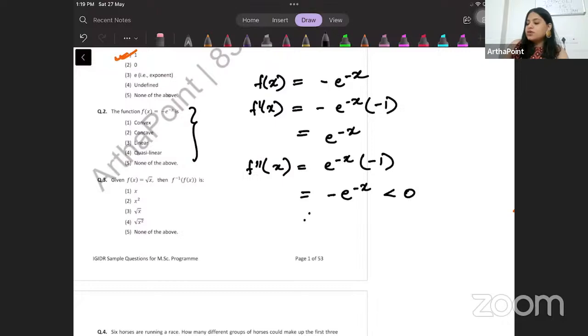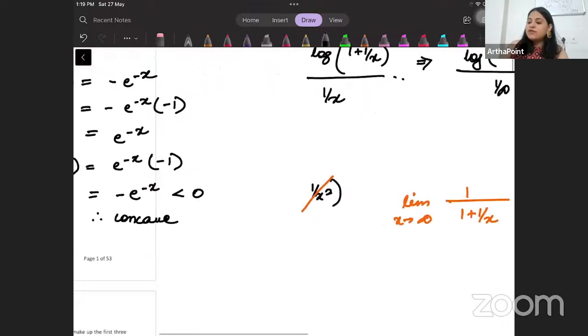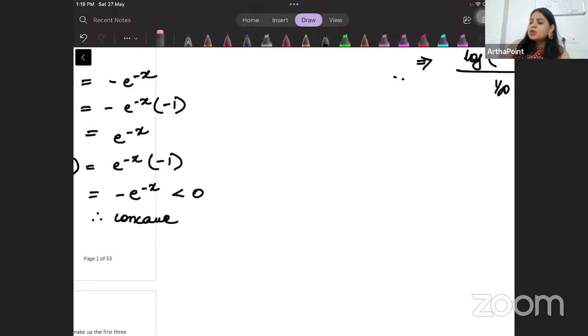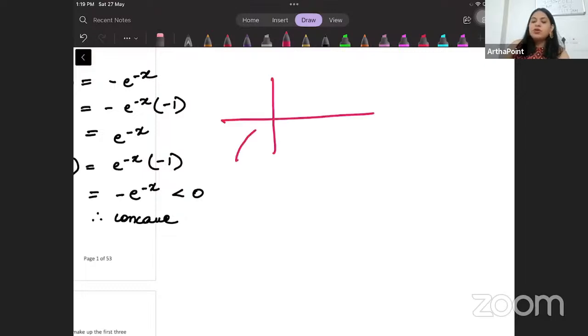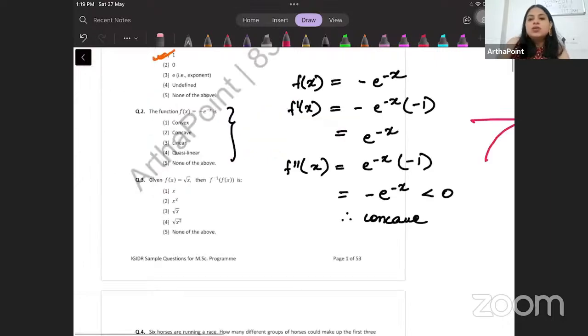So therefore it is concave. So this function is a concave function. You can also go ahead and plot this and check. You will get a concave function. But plotting mein na, sometimes I think students make mistakes. So I don't want you to rely only on plotting. If you want, you can plot it also, right? But I don't want you to rely on plotting. Just double differentiate and check. So the answer to this question is concave.